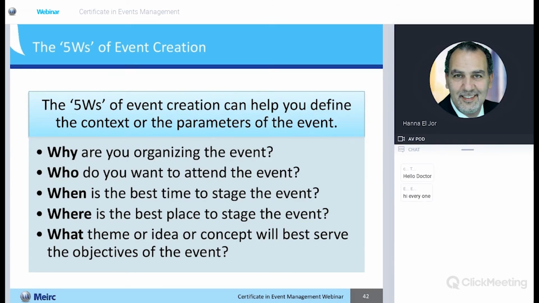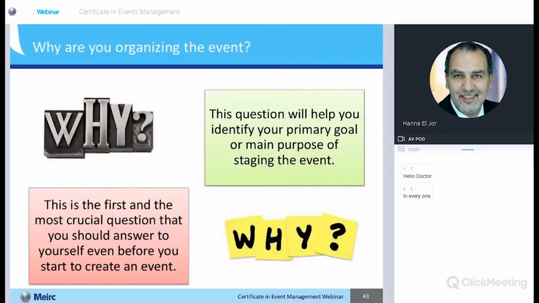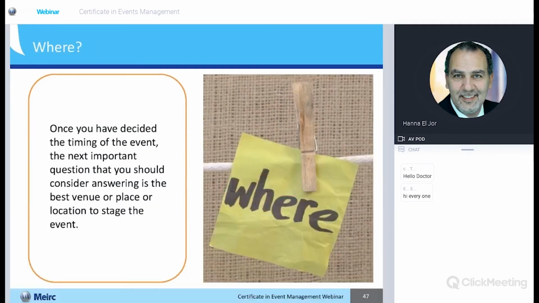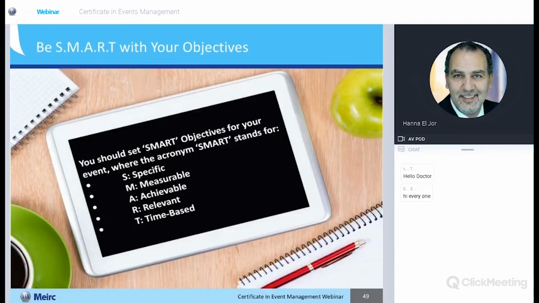When is the best time? During the tourism season, but it has advantages and disadvantages. Before or after the tourism, on a weekend or during the weekdays. But all of those will have advantages and disadvantages. So this is how we go through the 5 W's: the who, the what, the where, the when, and the why. And the last part of this, we go back to the SMART goals.